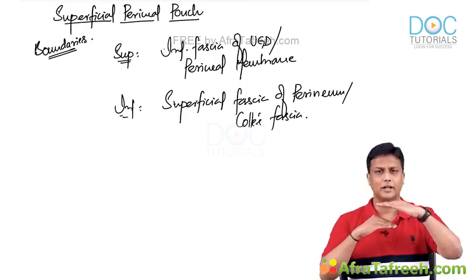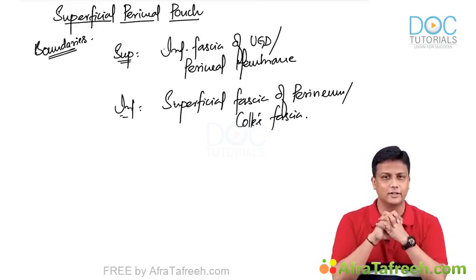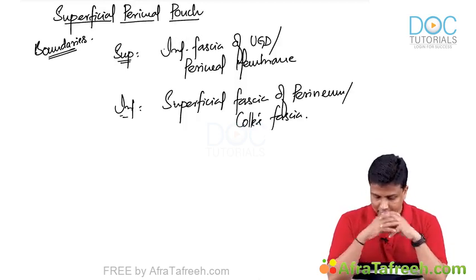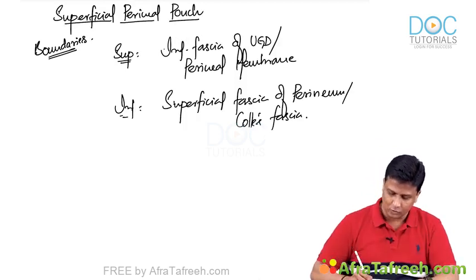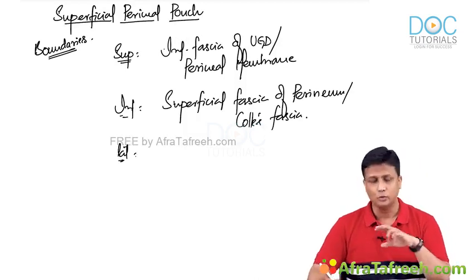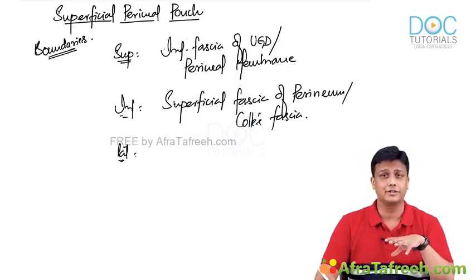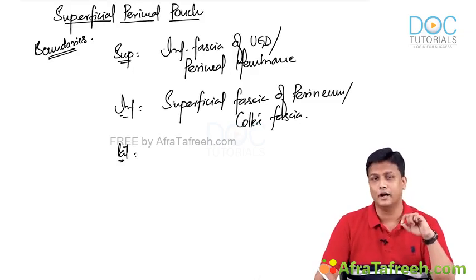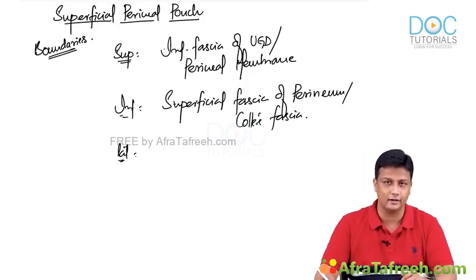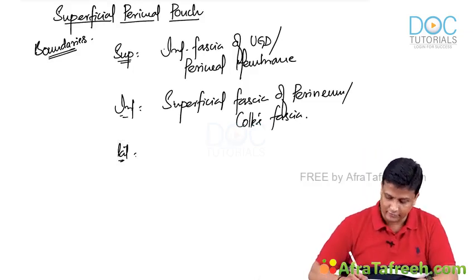Just try to recall those 2 lines, the inferior fascia as well as the superficial fascia. So the perineal membrane and the Colles fascia. And then what do you have laterally here? Again the same thing. The 2 pouches, the deep perineal pouch and the superficial perineal pouch, both of them are present in the urogenital triangle. That is why, what do you have laterally?